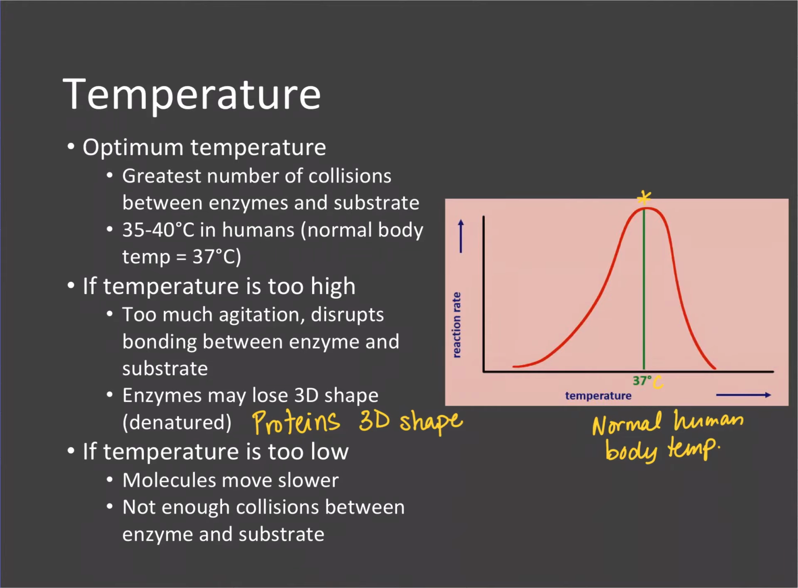If the temperature is too low, we kind of have the opposite problem in that the molecules actually slow down, so their kinetic energy slows down. And as these molecules are moving slower, there are not enough collisions or interactions between the enzyme and the substrate in order for the chemical reactions to be catalyzed as efficiently as possible.